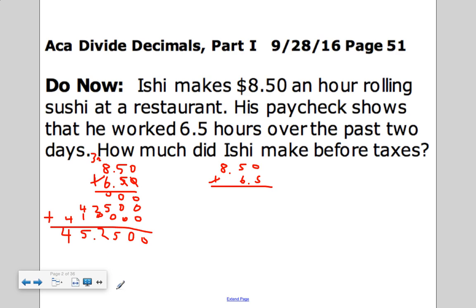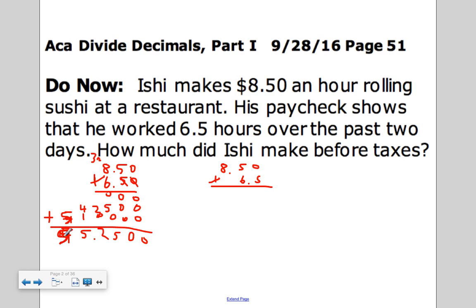Is this correct? All right, I messed up here. You know how I know I messed up here? 8 times 6 is 48. And this is less than 48. Let me go back and see my mistake. 5 times 5 is 25. Carry 2. No, that's correct. 6 times 0 is 0. 6 times 5 is 30. Carry the 3. Oh, how embarrassing. 6 times 8 is 48 plus 3 is 51. That should be a 5. So this should be a 5.